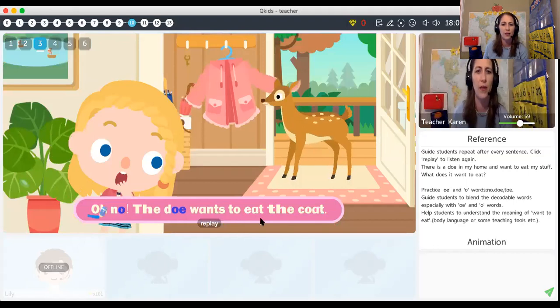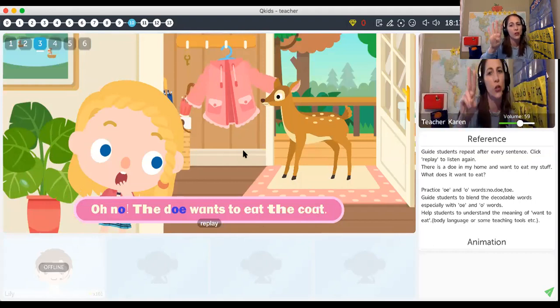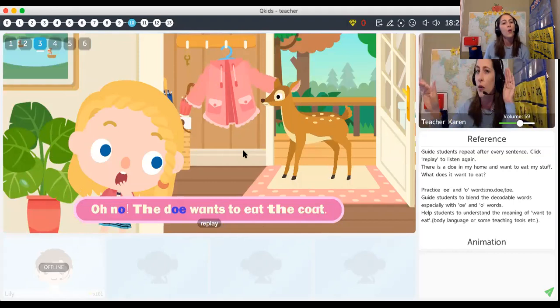Read it again. Good. What does the doe want to eat? She said, coat. And I said, oh, the doe wants to eat the coat. Good. What are some O words? She said, no and doe. And I said, yes, you're right. There's actually one more O word. What is it? And she said, coat. So that's reinforcing a prior lesson.